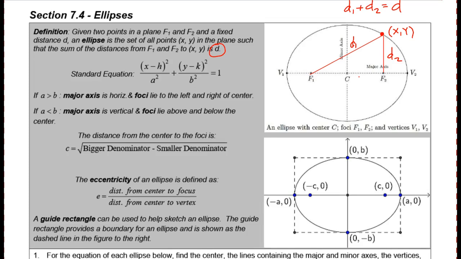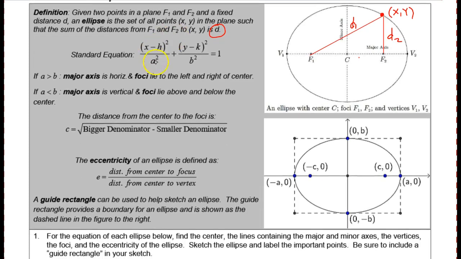Okay, so standard equation of an ellipse looks like this. Hopefully you see some similarities to the circle equation. We still have an x minus h and a y minus k, each of which is squared, and h comma k is the center of the ellipse. Center is h comma k. Now we have these two new things, though. These divisors, our denominators, are a squared and b squared.